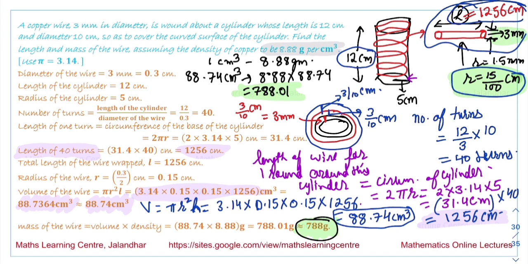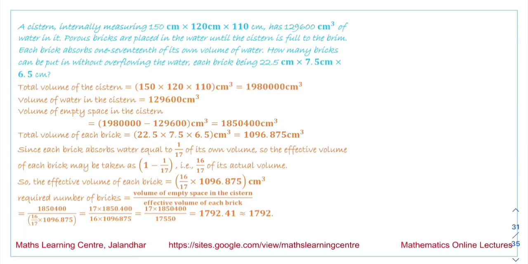So we are saying that we require 788 grams of copper. Now the next question we have is a cistern internally measuring. These are the dimensions of the cistern given to us, and it contains 129600 centimeter cube of water. Then it is given that porous bricks are placed in the water until the cistern is full to the brim.